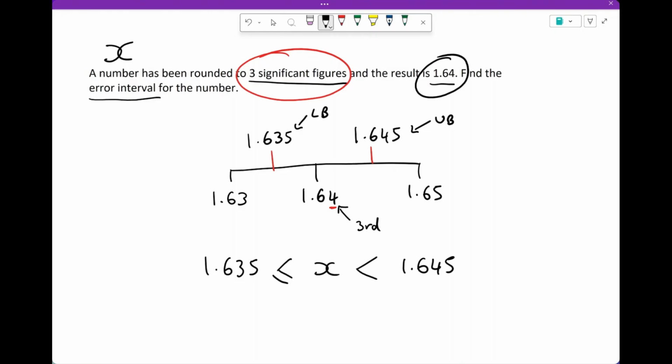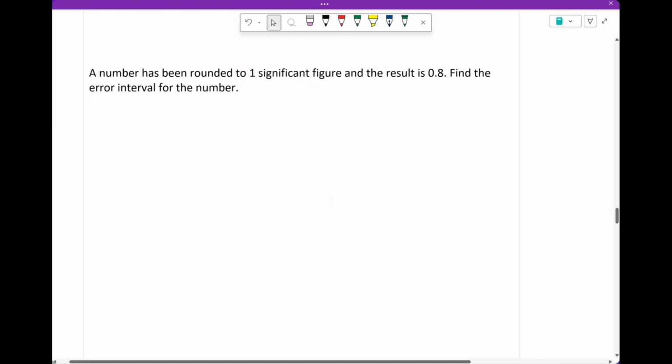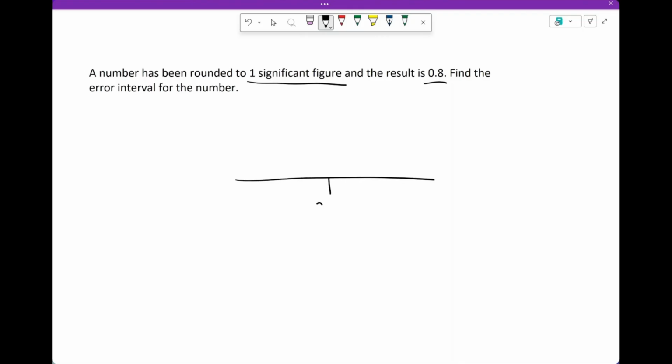Let's have a look at another decimal. A number has been rounded to 1 significant figure, our degree of accuracy, and the result is 0.8. We need to find the error interval for the number. So I'm going to draw a number line, put the 0.8 in the middle. Now let's identify the first significant figure. So the 0 is not significant. Okay, in a decimal, the first significant figure is always your first non-zero number. So the 8 is the first significant figure, so that is the place value we're focusing on here.